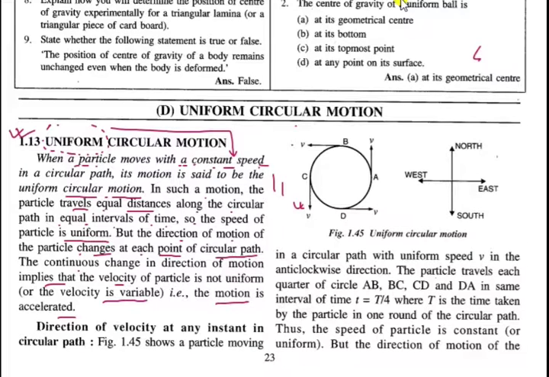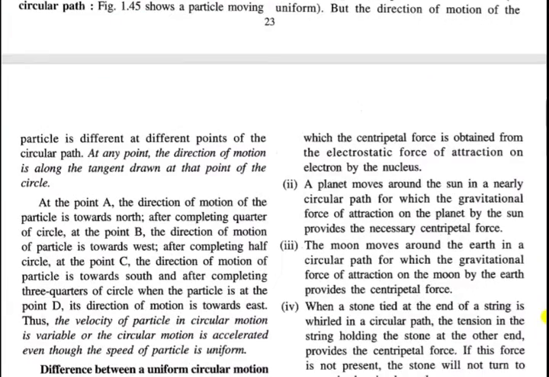So, the three key points: speed is constant, velocity is variable, and the motion is accelerated. Let me highlight. Highlighter is not working. These are the three key points. Here is a description. You can see over here that at every point the direction has changed, so that's why the velocity is changing all the time.